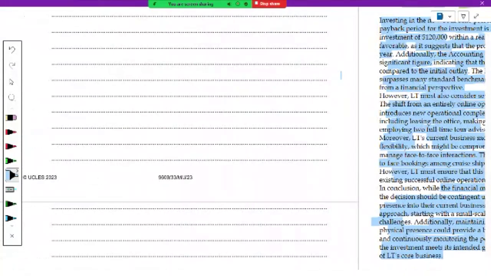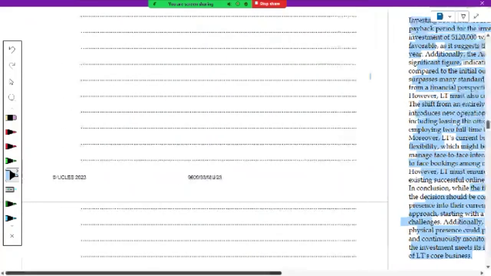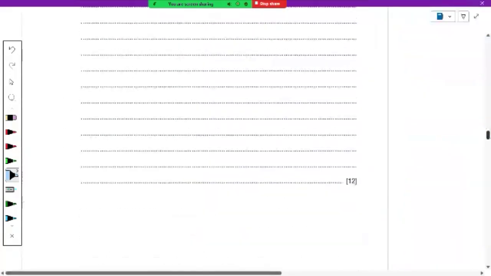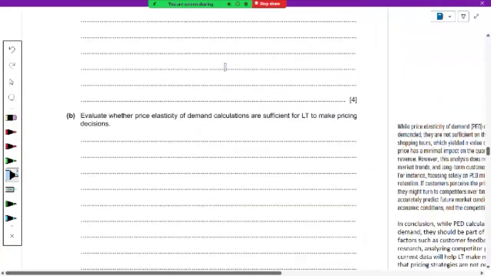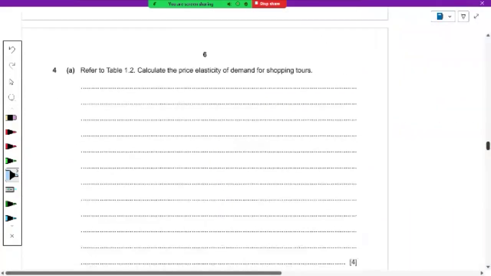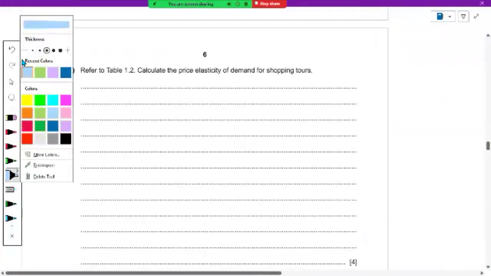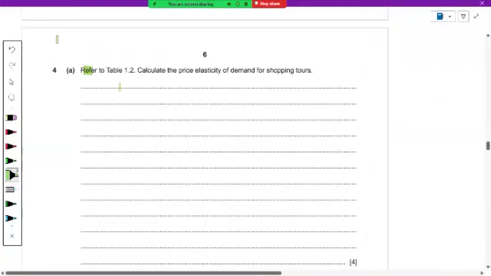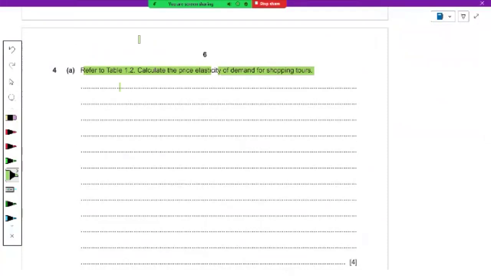Okay, so now let's see the other question. Refer to table 1.1, calculate the price elasticity of demand for shopping tours. Okay, so basically I didn't do this question, so just give me 2 seconds so I can do this. So I'm just coming back.